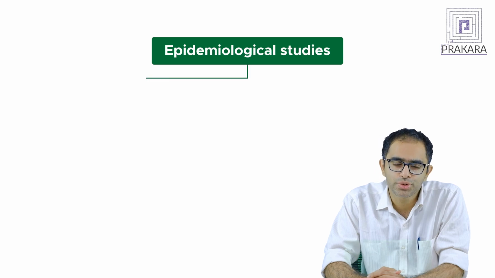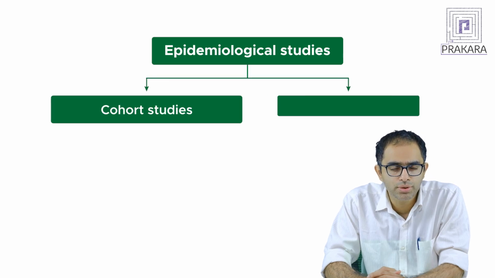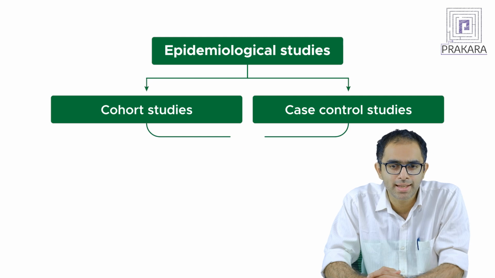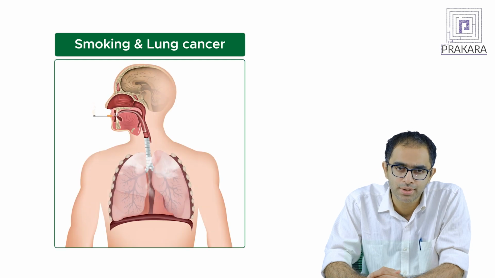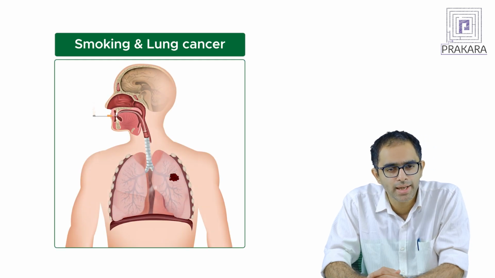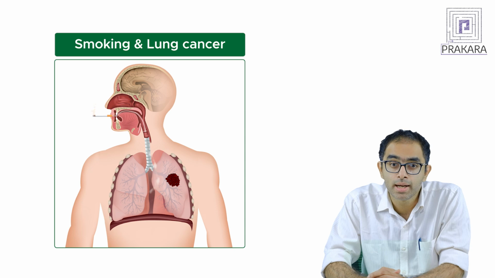Epidemiology studies, such as cohort studies or case control studies, are designed to assess whether there is an association between an exposure and an outcome. For example, consider a study investigating the association between smoking and lung cancer. Researchers might find that individuals who smoke are more likely to develop lung cancer compared to non-smokers. This observed association suggests that smoking and lung cancer are related, but this does not prove causation.